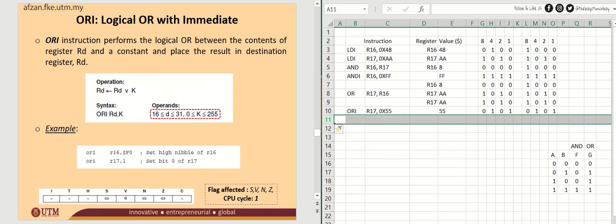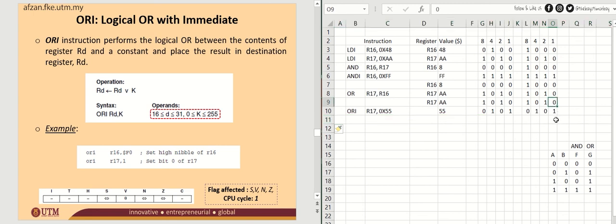truth table. By comparing with this truth table, you can get the new value of R17, which is 0 1. You do the logical OR, you get 1. This is 1 0, also 1. Then 1 0 1 1 1 0 1 0 1 1 1 0, all give 1. This result you need to put into R17. So R17 now has the new value, which is FF. That one is for ORI.